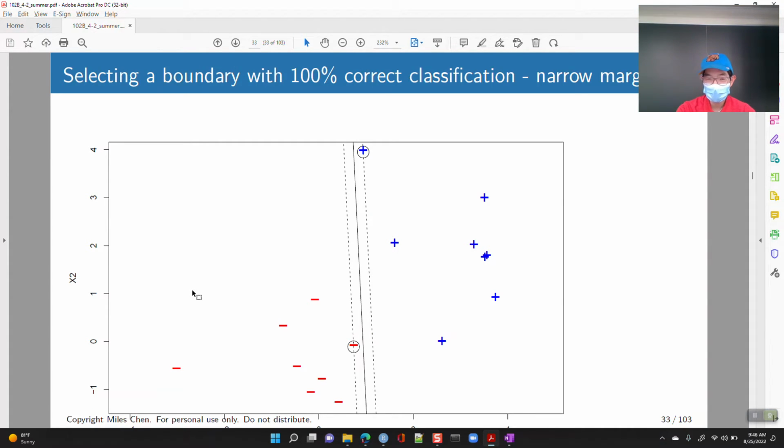So I'm going to just draw. Here's one possible highway, right? I can draw a road, and this straight line separates blue from red, and it has 100% correct classification, but the width of this road is kind of narrow.